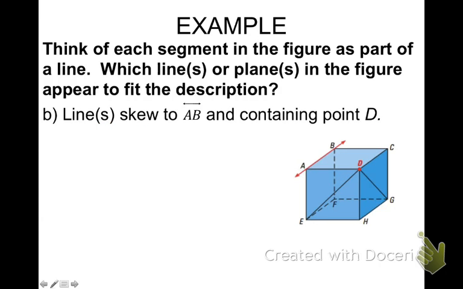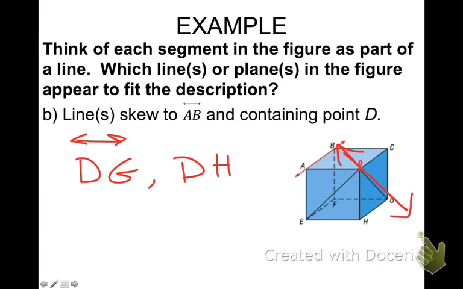Part B. Line skew to AB containing point D. DG. DH would work. So even though DG technically on a flat surface intersects, it would never intersect. So DG, and then the other one was DH. DH would be skew. Going in opposite directions, never intersecting.